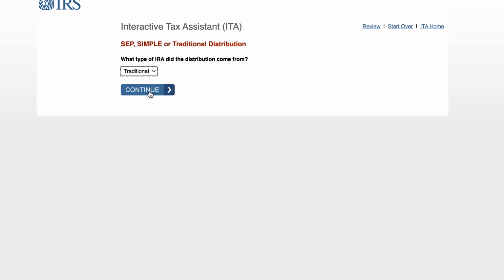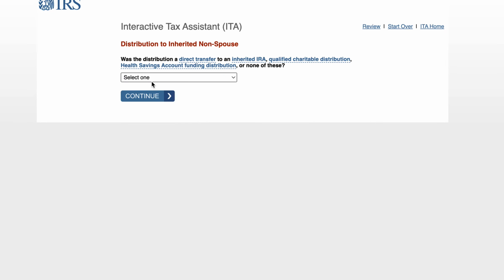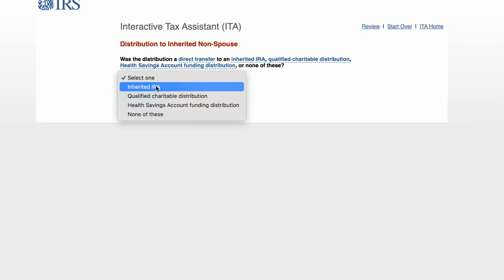So let's go to what type of IRA did the distribution come from. So we're going to select a traditional IRA. And the next question is, was this from an inherited IRA? So let's say yes. Did you inherit the IRA from your spouse? Was it a transfer to something else? An inherited IRA, qualified charitable distribution, a health savings account, or none of these?